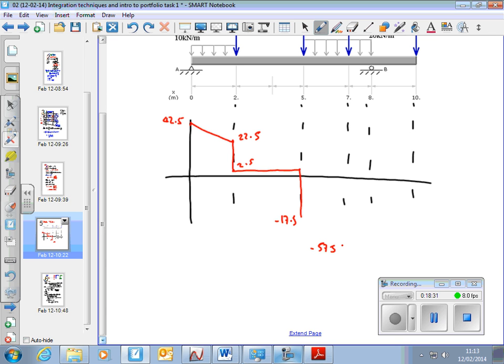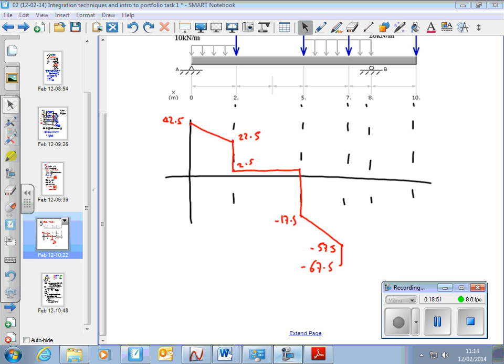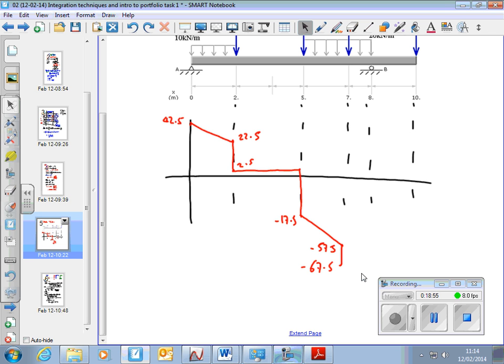And how is it dropping? Linearly. And then it drops by another 10 to minus 67.5 at this point here. And then it drops by another 20 kilonewtons per meter, so another 20 kilonewtons to minus 87.5 by the time it gets to this point here.